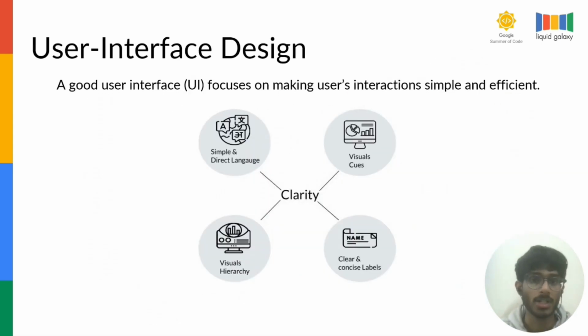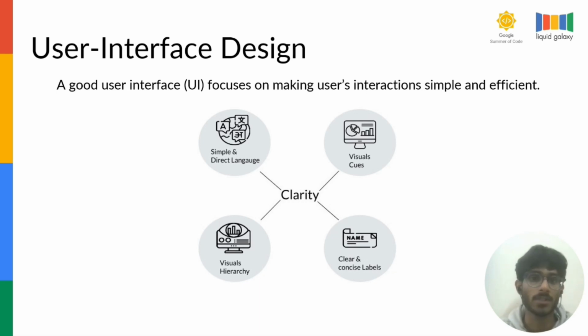So we will go deep into user interface design. Good user interface, UI, focuses on making user interaction simple and efficient. And what is clarity in UI first? Clarity is the backbone of effective UI design. A clear interface ensures users can interact with a product effortlessly without confusion or frustration.